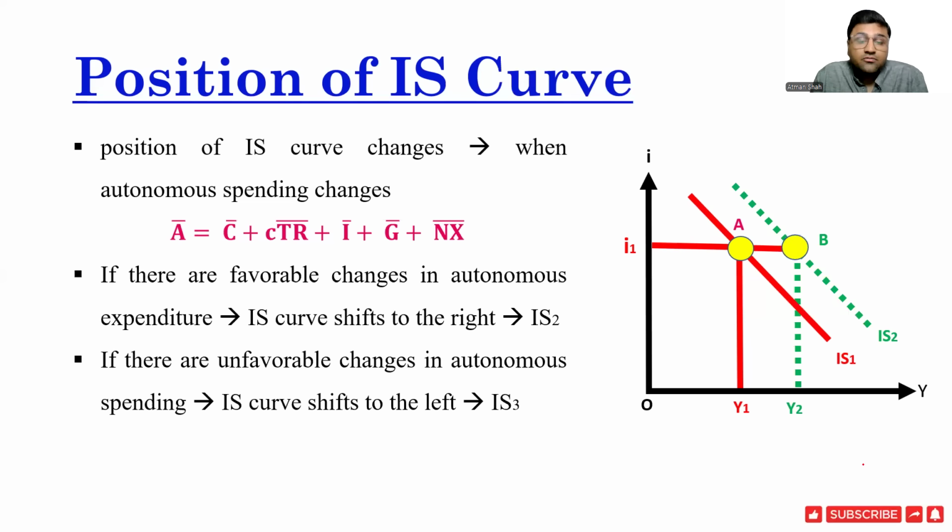Similarly, if there are unfavorable changes in autonomous spending or autonomous expenditure, the entire IS curve shifts to the left without changing the interest rate. So now I1 is associated with income level Y3, and therefore we have a new IS curve called IS3. So IS3 shows the leftward shift in the IS curve, and IS2 shows the rightward shift in the IS curve. So this is how the position of the IS curve is determined.